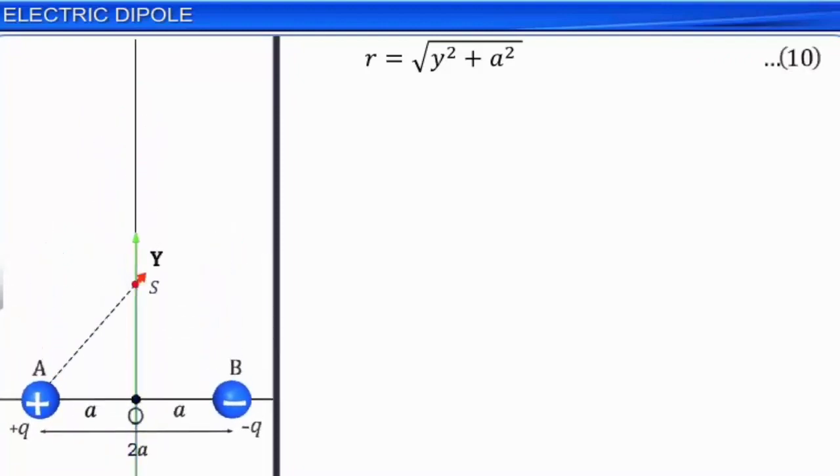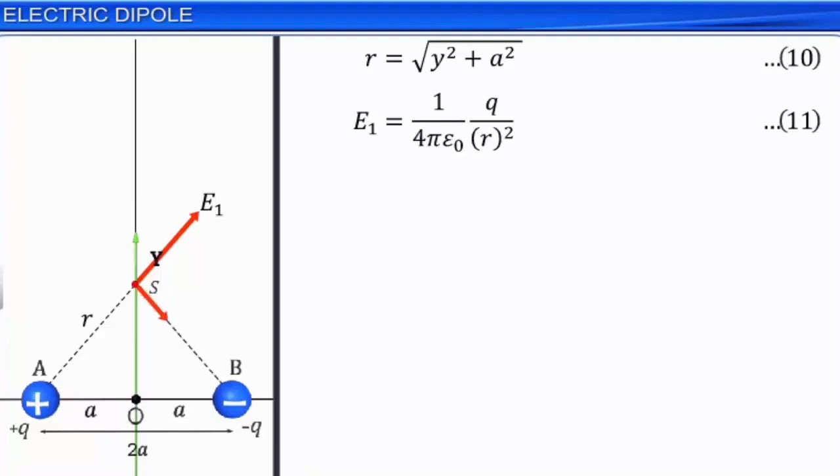At the point S, the positive charge creates an electric field of magnitude E1 is equal to 1 by 4 pi epsilon naught, q by r square. Let this be equation 11. Electric field strength E1 is directed away from the positive charge and acts along the line joining the charge plus q and the point S as shown.